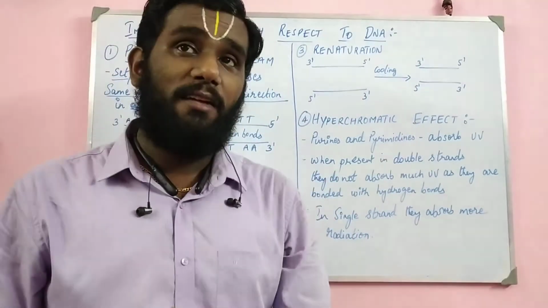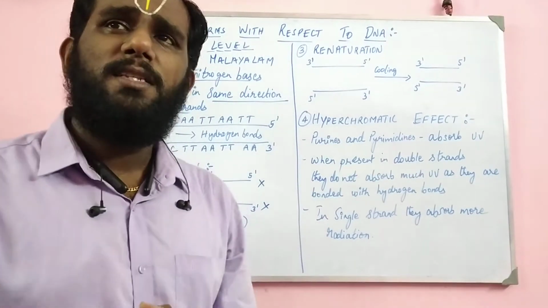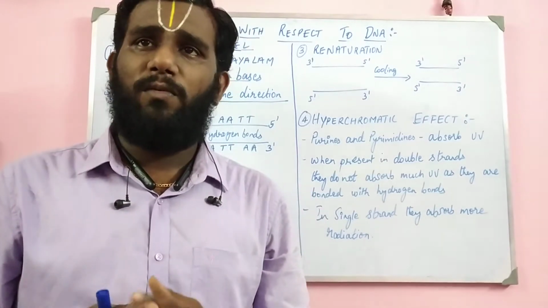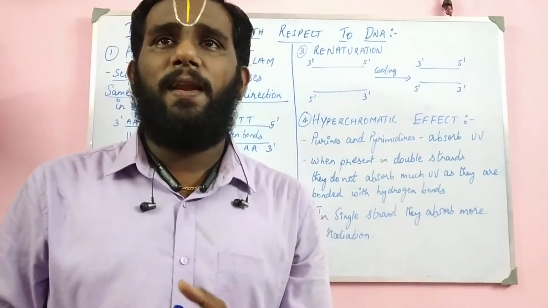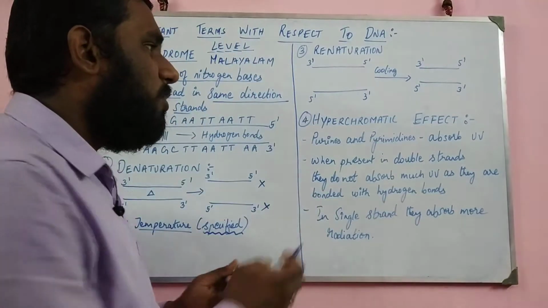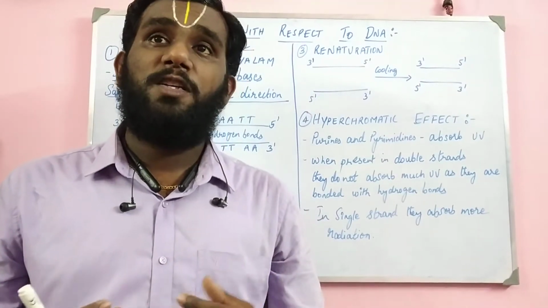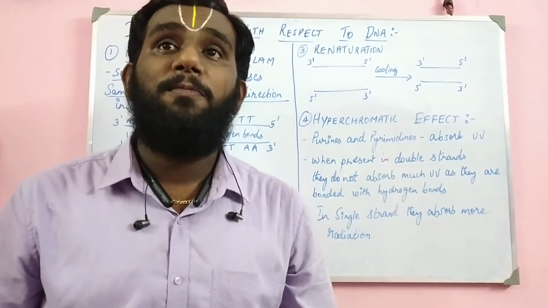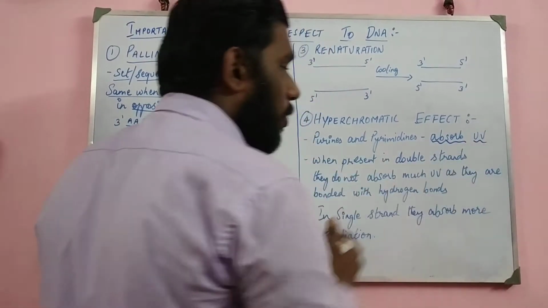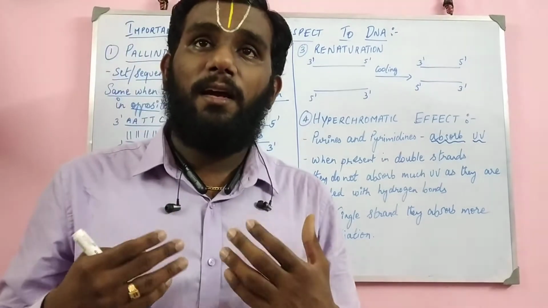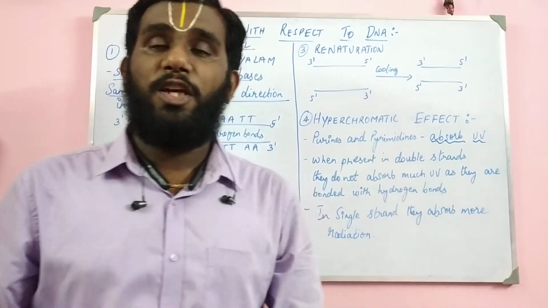Now the hyperchromatic effect. What is the hyperchromatic effect? Now we all know that the purines and the pyrimidines form the part of the nitrogenous bases, and they are the basic keystones in DNA. They are the basic stones in DNA. Now the purines and pyrimidines by nature have a special characteristic feature of absorbing ultraviolet radiation. So by nature, they have this property of absorbing ultraviolet radiation.